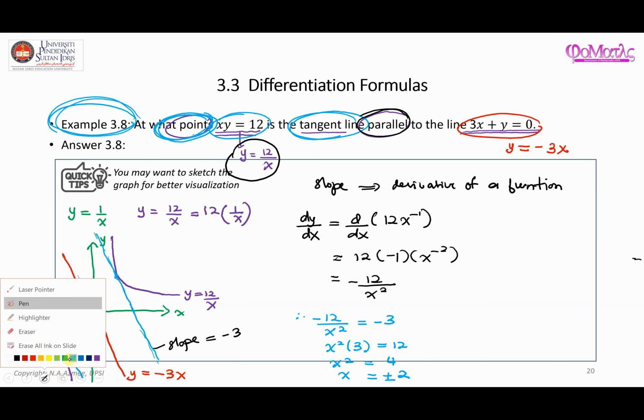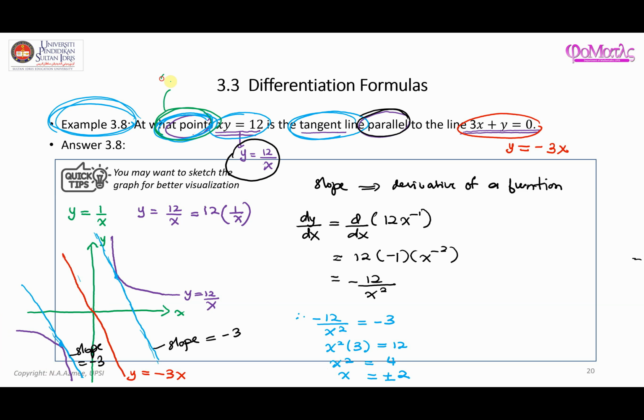Now we need to find the points, which means we need to find the coordinates of x and y. What is the value of y when x is 2, and when x is -2? Sorry, y is not this one. y is equal to 12 over x. So when x is 2, y is equal to 6. And when x is -2, y is equal to 12 over -2, which is -6.